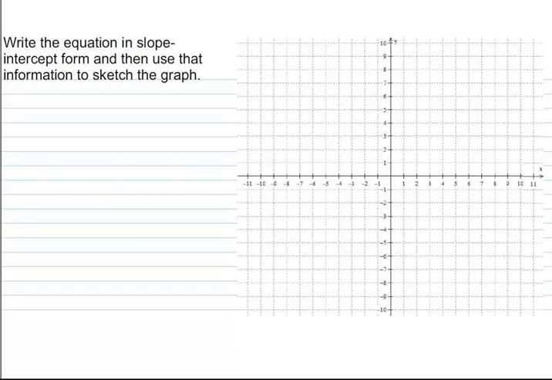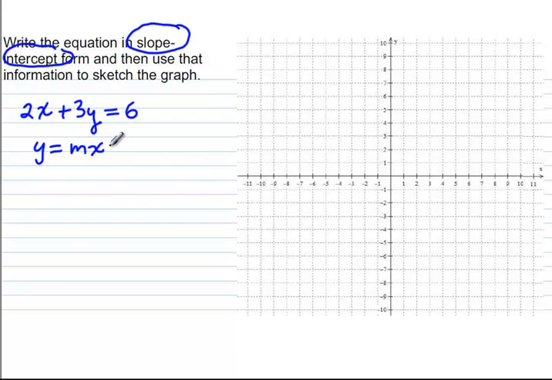Here we're asked to write in slope-intercept form and then use the information to sketch the graph. So we're going to have an equation like 2x plus 3y equals 6. We'll take this equation, write it in slope-intercept form, and then we can very easily draw the graph once it's in that form. Now recall that slope-intercept form is y equals mx plus b, and in function notation this is f of x equals mx plus b, because you can replace that y with the function notation f of x. So really all we need to do here is solve for y.